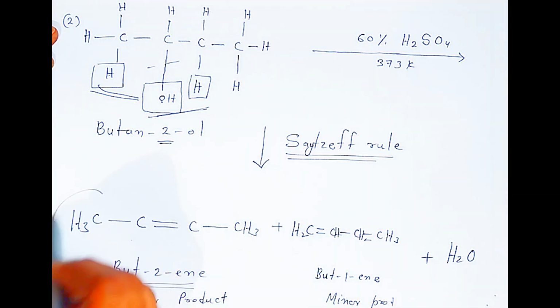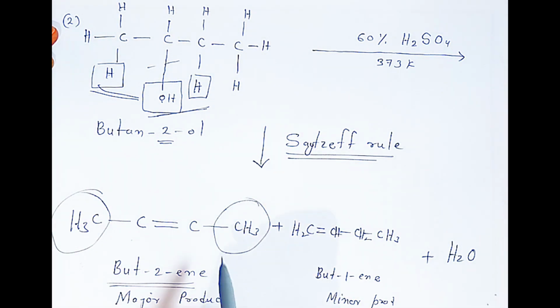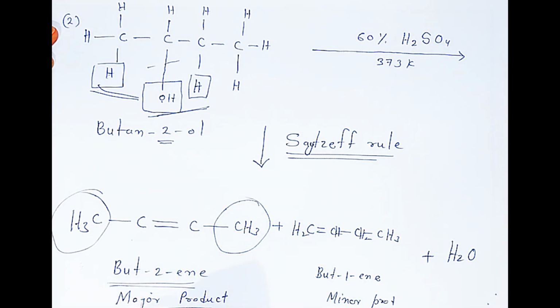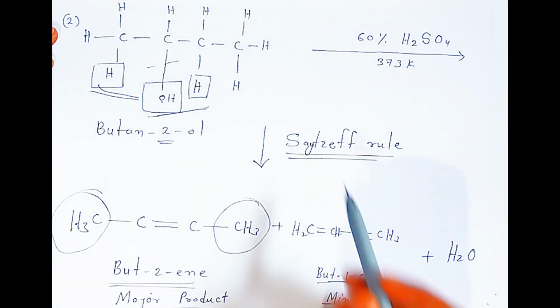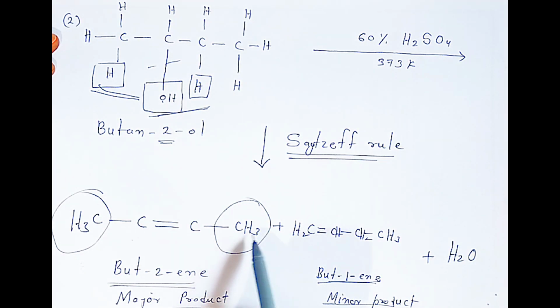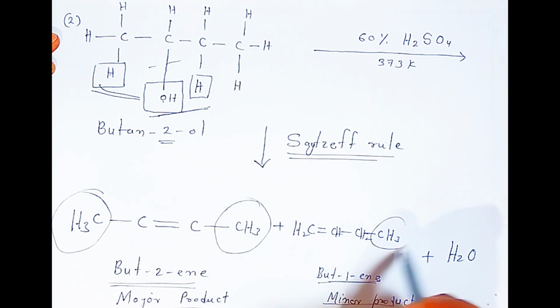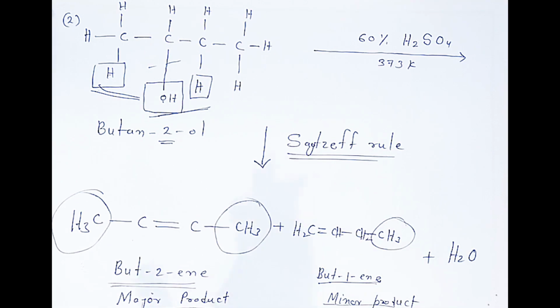Okay, students, here the more methyl groups are available. That is why this is the major product. According to Saytzeff's rule, you are getting but-2-ene as the major product, and but-1-ene will be the minor product. So in the highly substituted product, you are getting 2 methyl groups. Where there are more methyl groups, that product will be the major product, and here you are getting only 1 methyl group, CH3, so that will be the minor. Understanding, students? This is very important, students.